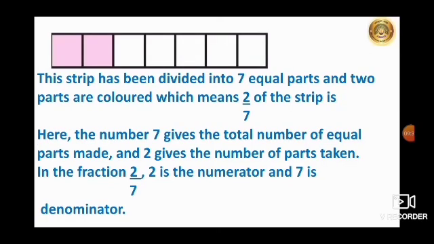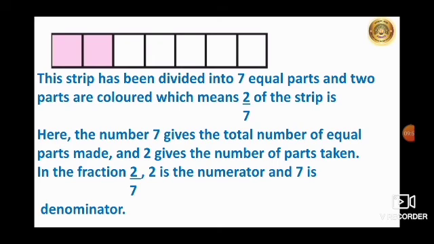Now here again a strip is given. How many blocks are there? 1, 2, 3, 4, 5, 6, 7. Total 7 blocks are there. But how many are colored? Only 2. Only 2 parts are colored. This strip has been divided into 7 equal parts and 2 parts are colored, which means 2 upon 7 of the strip is colored.